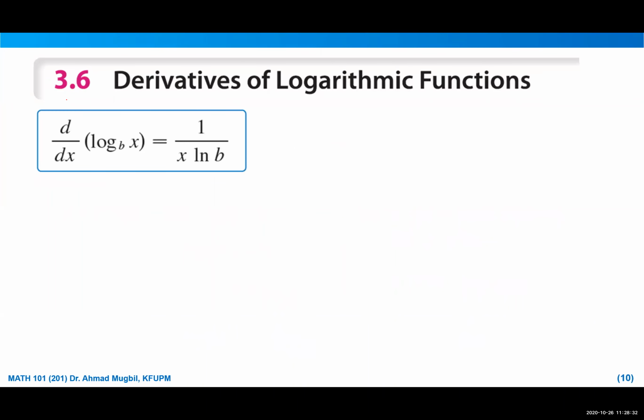Now let's go to section 3.6. 3.6 is about the logarithmic functions, how to differentiate them.